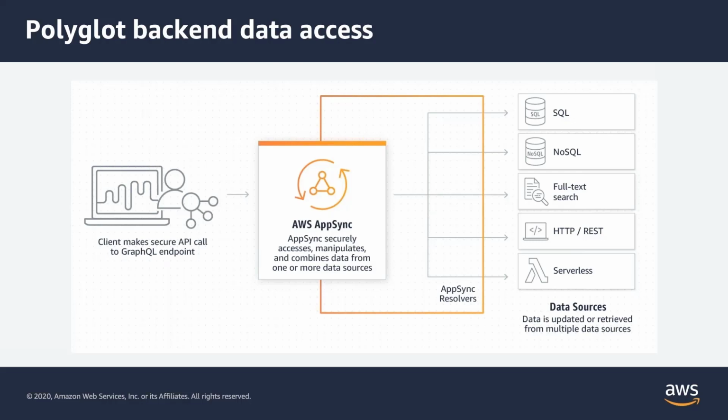Query and create relations between different data sources using GraphQL connections. Provide real-time and offline capabilities to web and mobile clients with AWS AppSync as a GraphQL data layer over disparate polyglot backend data.